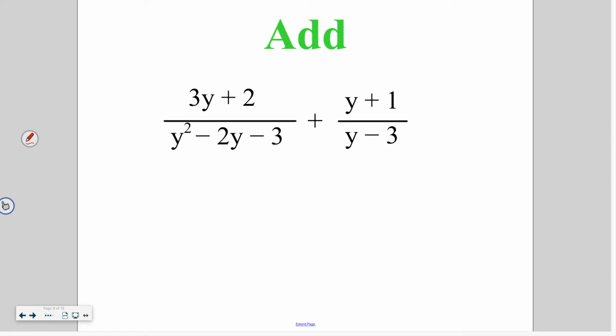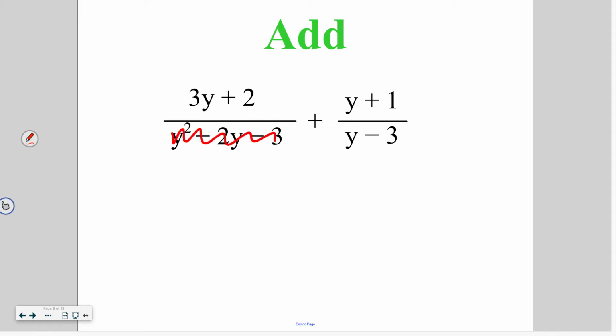Now, to deal with situations where we do not have a common denominator, the goal here is to make all of the factors on the bottom match. So the first thing you're going to want to do is look at the factors if you have a trinomial. So things that multiply to negative 3 that add to negative 2.